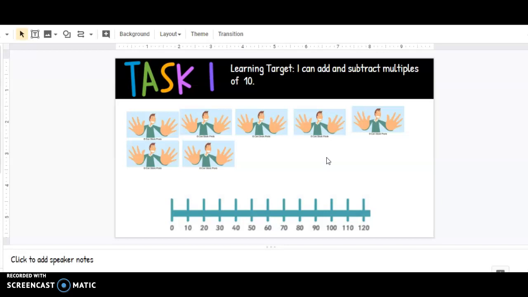Now let's talk about subtracting multiples of 10. So we agree that there are 70 fingers in this group. What would happen if I asked 3 of these dudes to go back and sit down? What equation could I write to show how that happened?